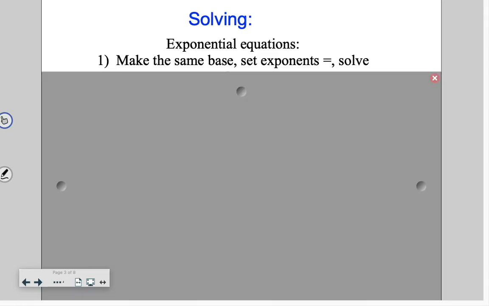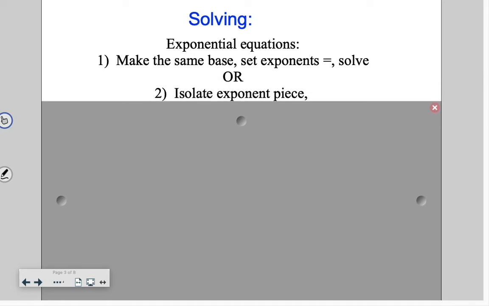If that doesn't work, then here's your process. Step number 1. You isolate the exponential part: the 2 to the x, the 5 to the x, the e to the x, whatever it is. You isolate that portion of the equation. Some problems it'll already be isolated. You won't have to do anything. Other problems you'll have to get it by itself, and I'll show you both. That's step number 1.